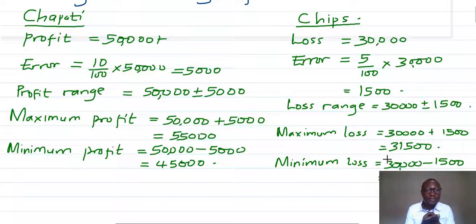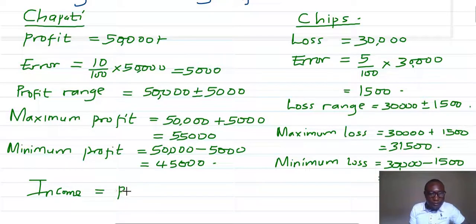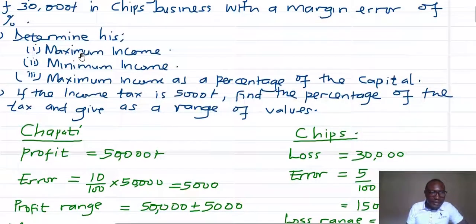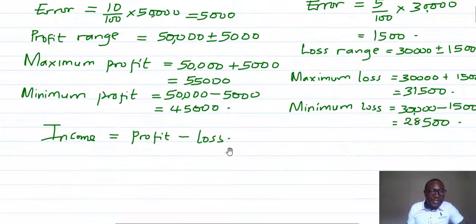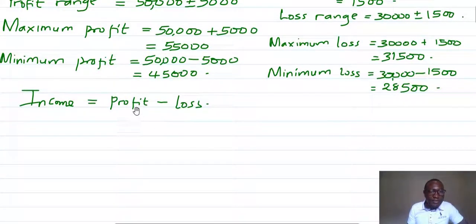Income is as a result of getting profits and you remove losses. So he has two businesses, Chapati and chips. So let us have this. Income is equal to profit minus loss. So Roman numeral 1, they need us to find the maximum income. We shall only get the maximum income if at all the profits are maximum and the losses are minimal. That's when we shall have to get the maximum income in Roman numeral 1.